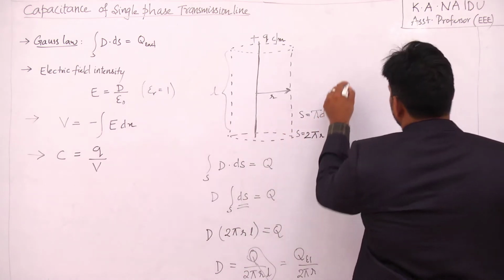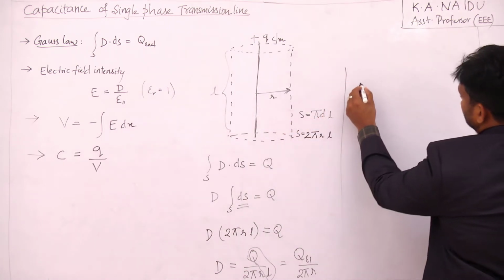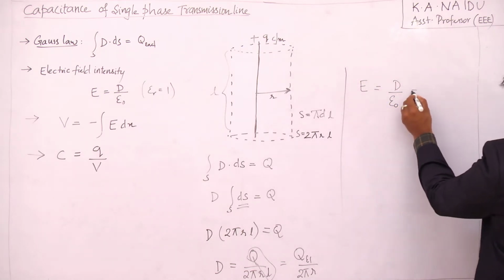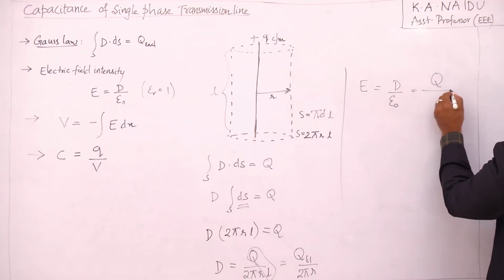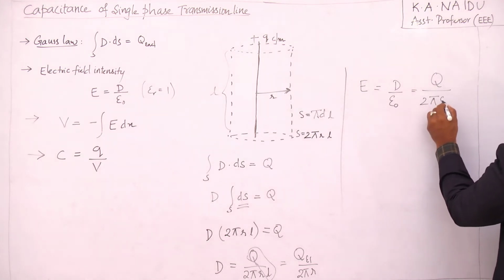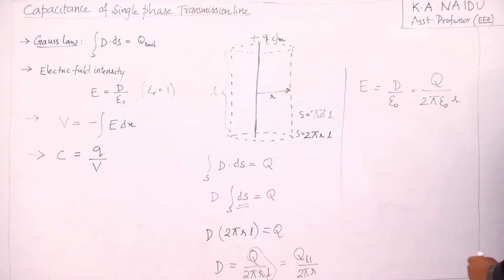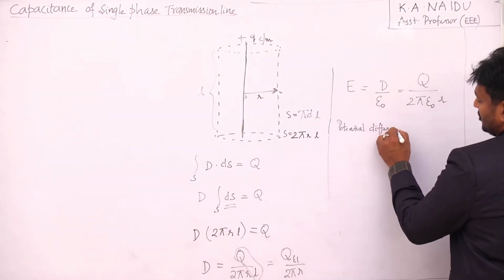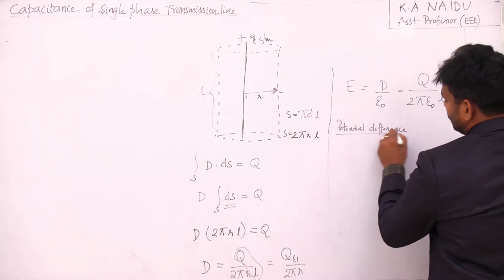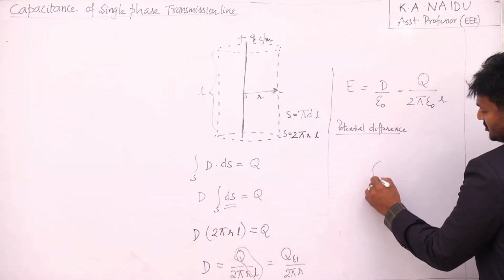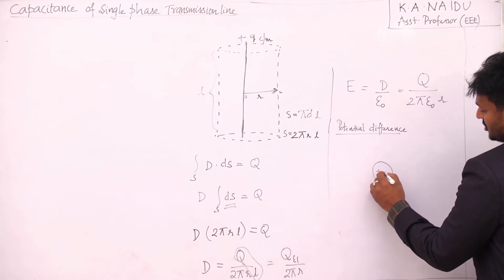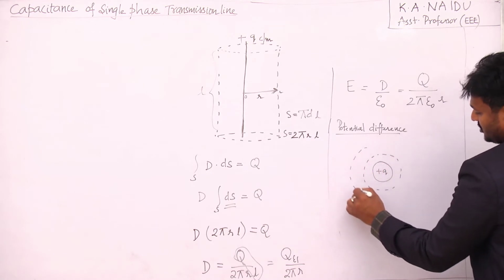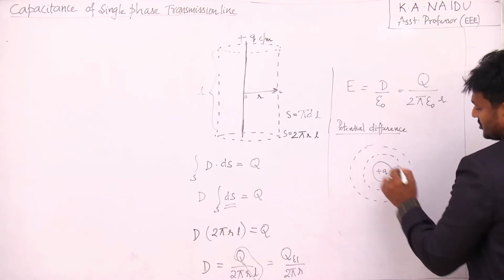Now we have to find out E. E is equal to D by epsilon naught, that is q by 2 pi epsilon naught r. So using this equation, we have to find out the potential difference. For that, suppose you have a charge plus q at the center. These are the electric field lines around the charge.